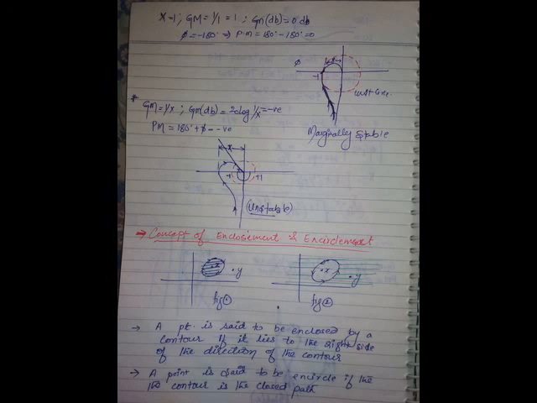Next, in polar plots, if the critical point -1 + j0 is not enclosed, then the system is said to be stable. Understand?